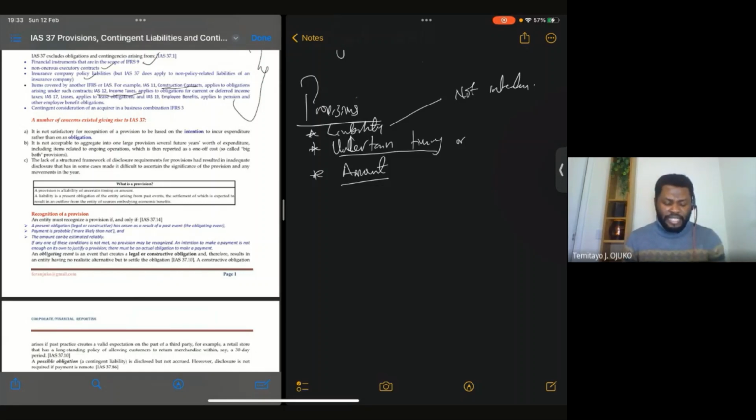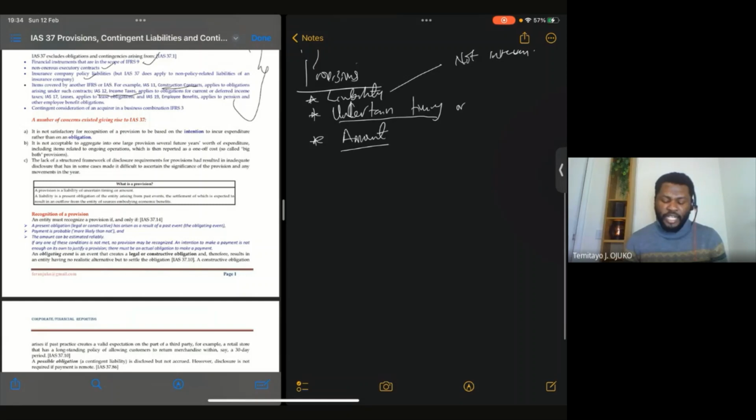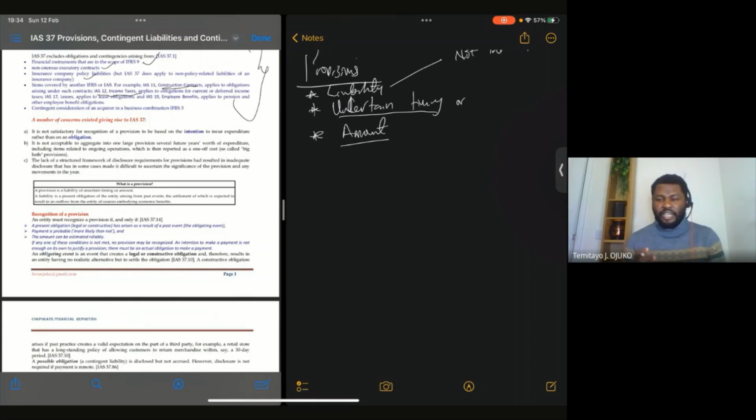Now, the next thing I'm going to look at is what is a liability, right? Don't forget, a liability is a present obligation of an entity from past events, and the settlement of which is expected to result in an outflow from the entity of resources embodying economic benefit. So please take note of that. Now, I haven't defined provisions. Let's look at what is the recognition criteria of provision.